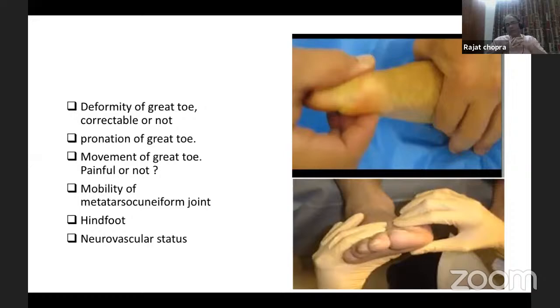And if the movement of the great toe is painful, that means it could be because of arthrosis which is developing. So that will change your surgery. That is why you are interested if you are dealing with an arthritic or an inflammatory arthropathy, plus the mobility of the MTP joint. At the same time, you have to look at the hind foot and the neurovascular status, but that will be a very big examination. And if you mention that you would be looking into the hind foot and the neurovascular status, the examiners are going to take it up with you.